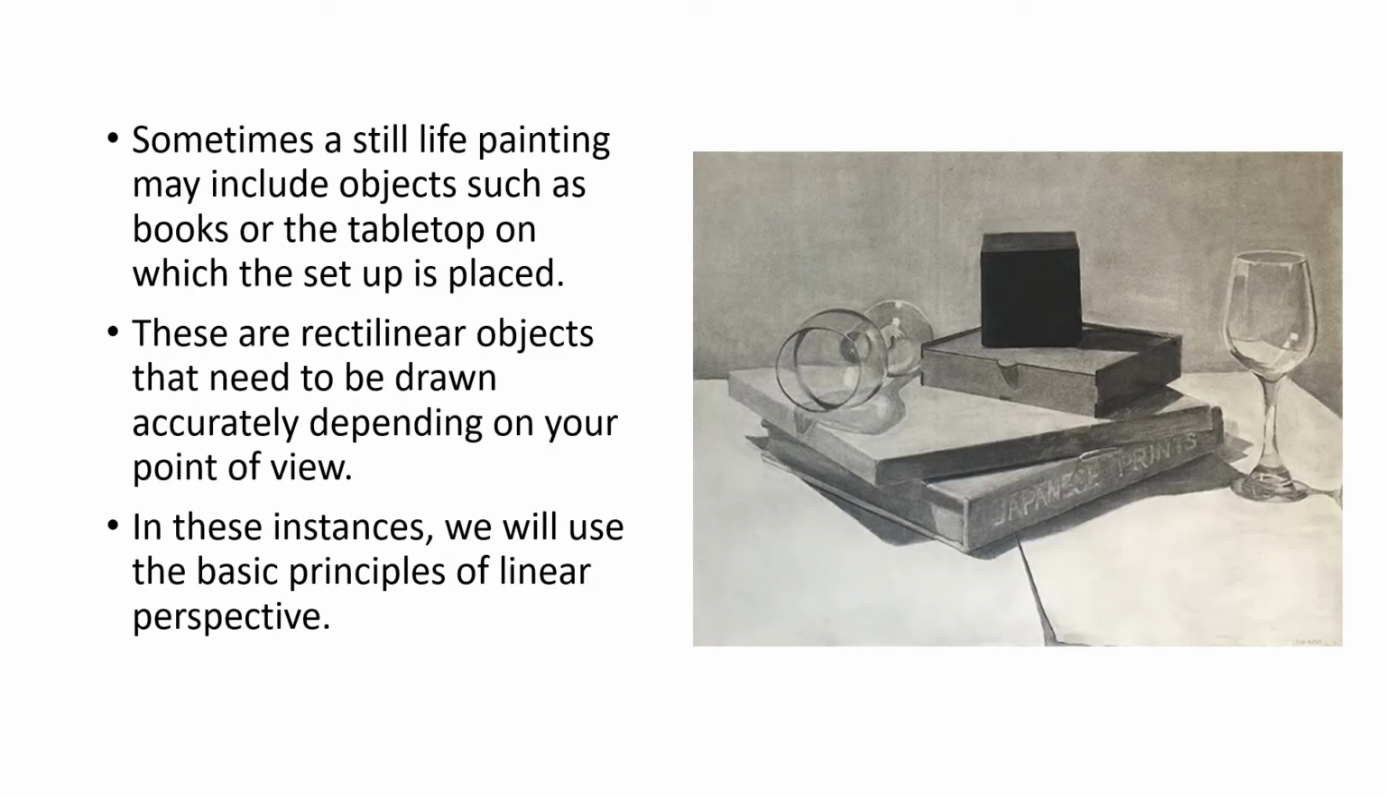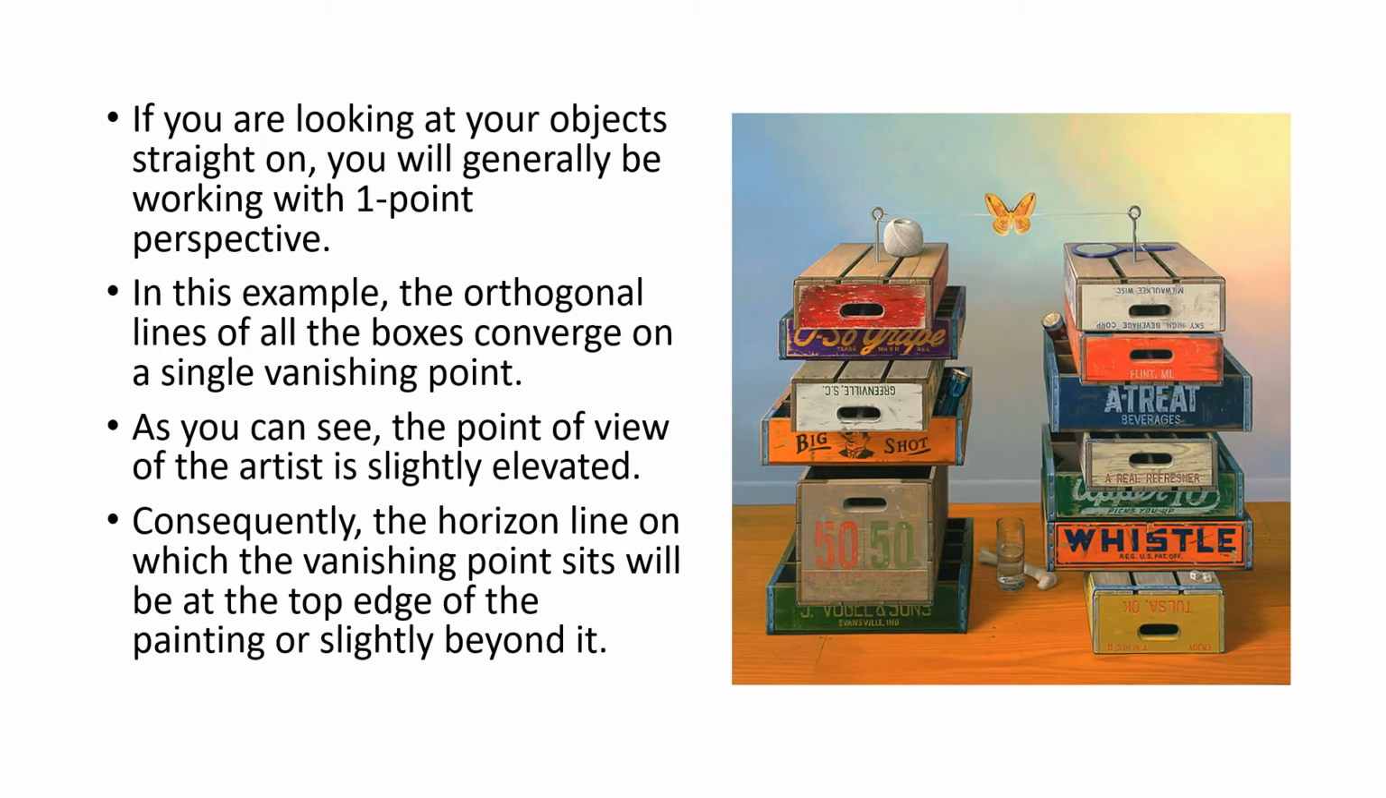Sometimes a still life painting may include objects such as books or the tabletop on which the setup is placed. These are rectilinear objects that need to be drawn accurately depending on your point of view. In these instances, we will use the basic principles of linear perspective. If you're looking at your object straight on, you will generally be working with one-point perspective.